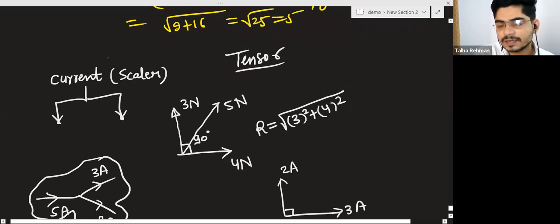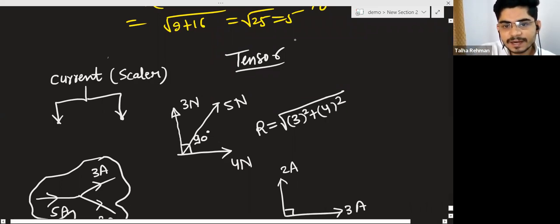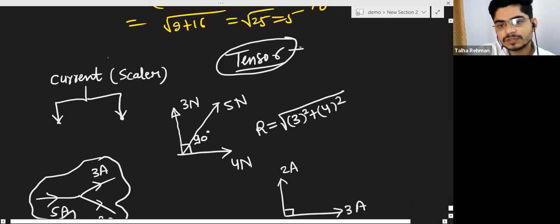Current has direction, current has magnitude, but current does not follow the laws of vectors. So there are some other quantities like tensor quantities which are not in your syllabus. Even this is in the syllabus of BTech first year, like stress, pressure. These are tensor quantities, but leave that. So you have to consider current as a scalar in your syllabus.